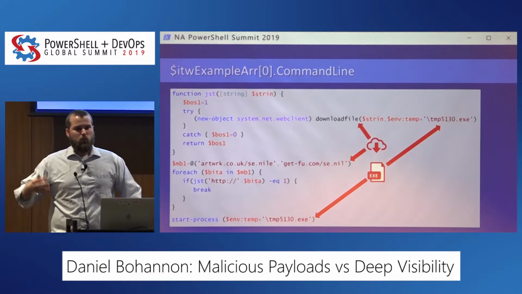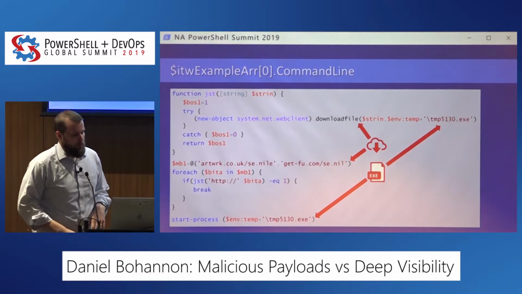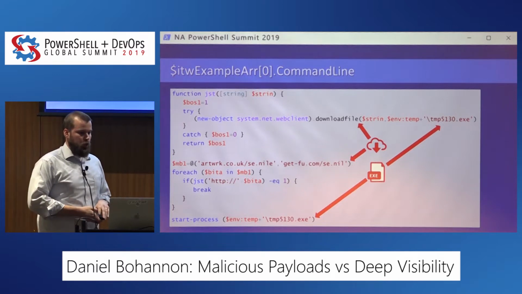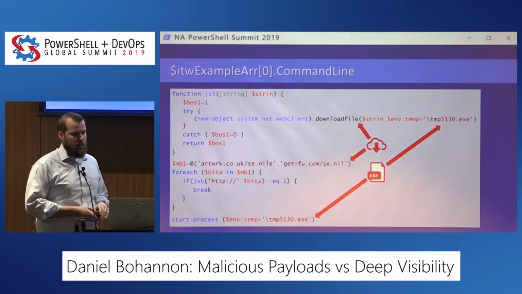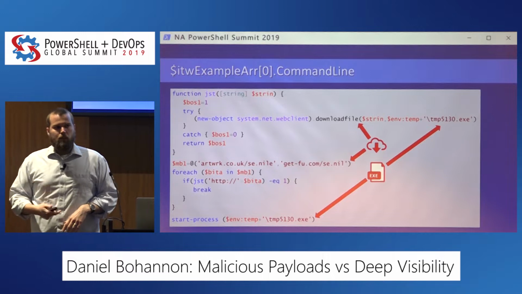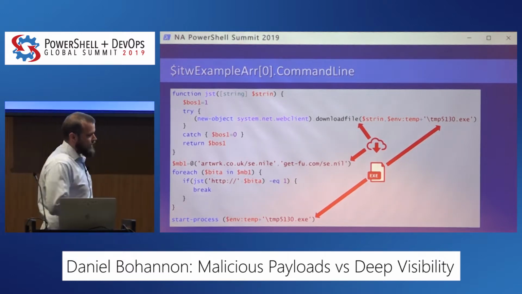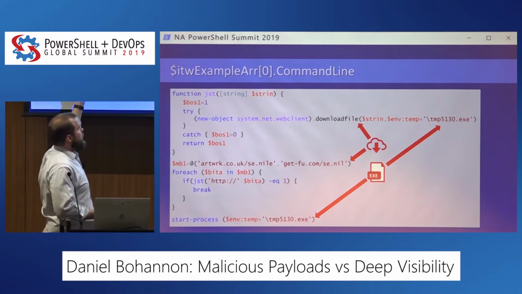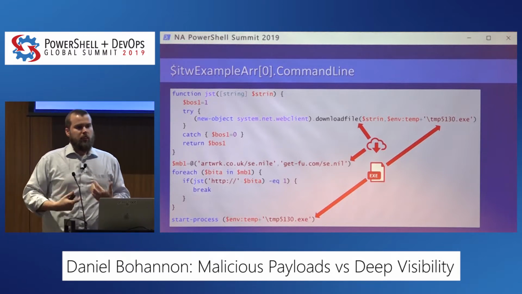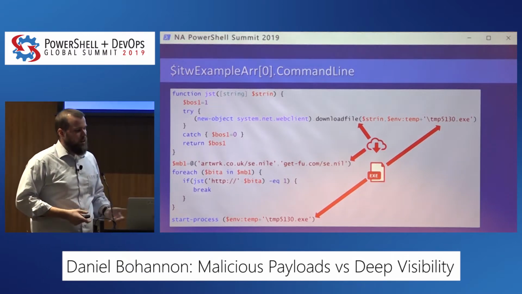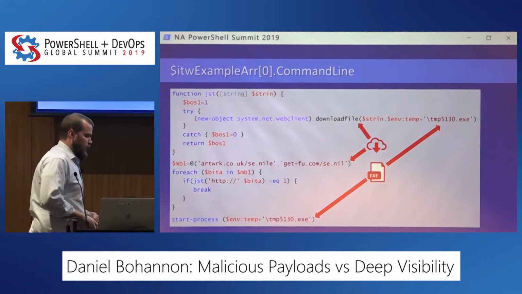It's just a matter of people running arbitrary code on their system, and PowerShell just happened to be the curl of choice. So this code right here is a small function that will download a file to disk. In this case, it's a temp 5130.exe. And there's an array here that has a couple different domains. It will go through and try each of those domains until it successfully downloads from one, and then it will start process to execute that binary.